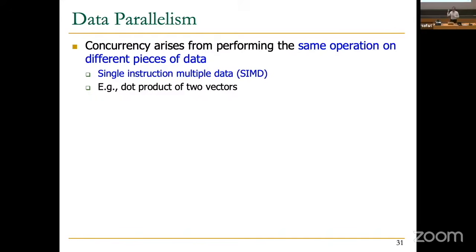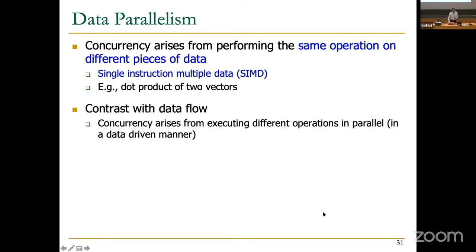Here in SIMD, the type of concurrency we exploit is fundamentally different. It arises from the semantics of the program performing the same operation on different pieces of data, essentially. That's why it's called single instruction, operates on multiple data. An example is the dot product of 2 vectors, or whatever you do on vectors actually applies nicely. That's why one of the processors is going to be called a vector processor. Now, contrast this with data flow. In data flow, concurrency really arises from executing different operations in parallel in a data-driven manner.